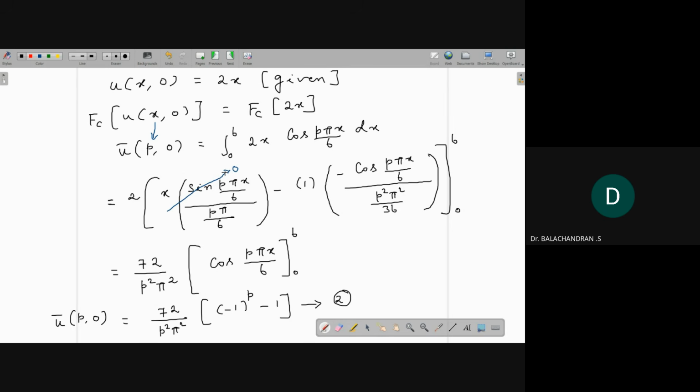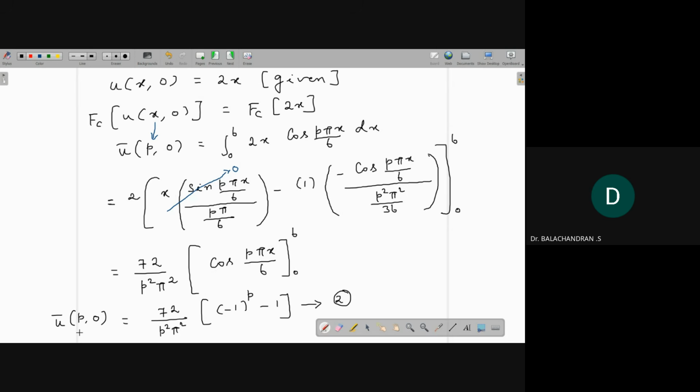So that's why the first term is 0 for both upper and lower limit. Now you have only the second term. So here we have minus into minus plus 2 into 36, 72 by p square pi square cos p pi x by 6, from 0 to 6. Now, what is the left hand side? U bar of p comma 0.